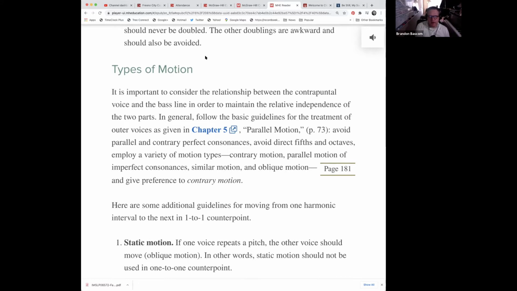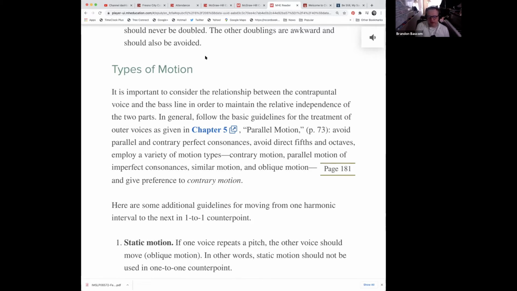Avoid parallel and contrary perfect consonances. Avoid direct fifths and octaves. Employ a variety of motion types: contrary motion, parallel motion of imperfect consonances, similar motion, and oblique motion. And give preference to contrary motion.